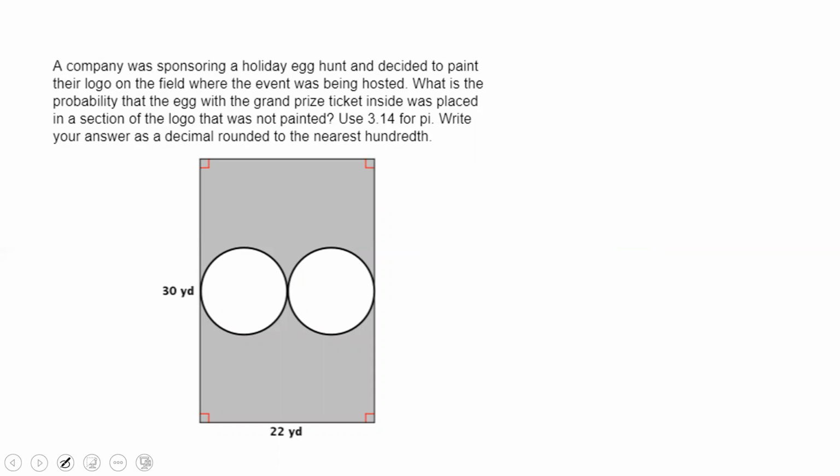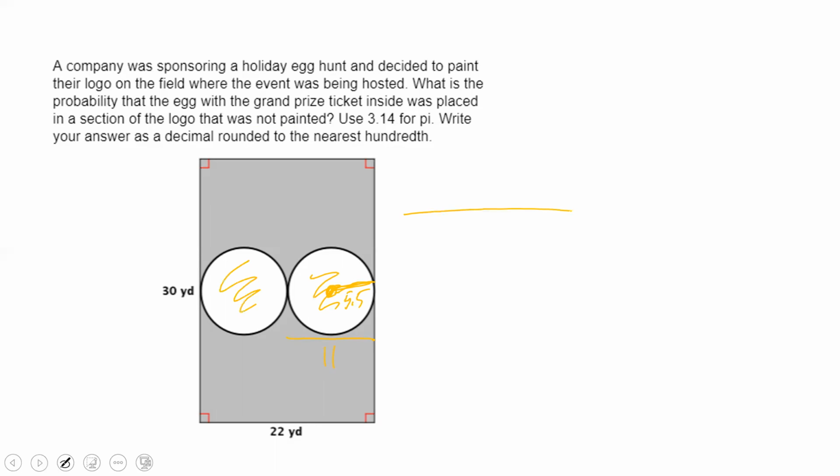A company was sponsoring a holiday egg hunt and decided to paint their logo on the field where the event was being hosted. What is the probability that an egg with the grand prize ticket inside was placed in the section of the logo that was not painted? So again, that's going to be this white area. So we need to find the area of these circles, and we're going to assume that they are congruent. Otherwise, this problem is impossible. Now, if they're congruent, then that means this being 22, this is 11, which gives us a radius of 5.5.